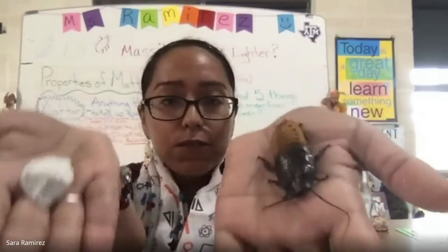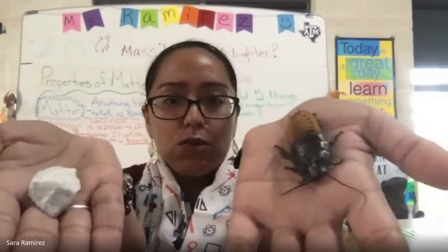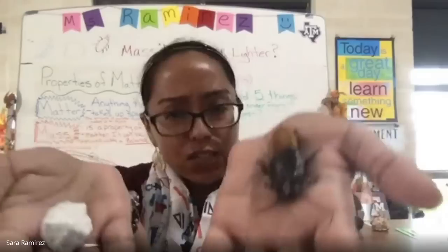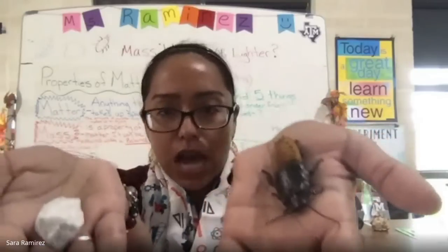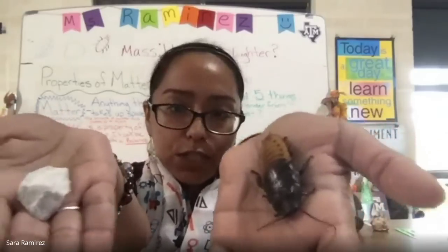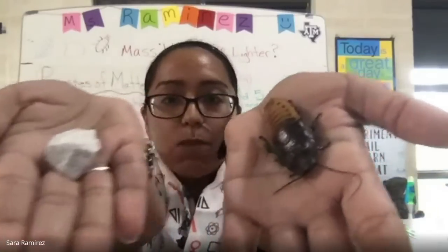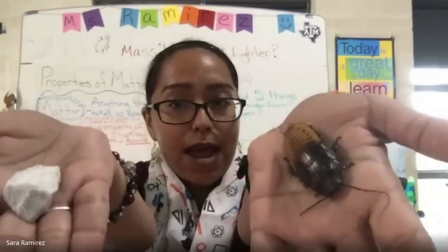Make some quick observations about the properties that you notice. Maybe think about their textures, their colors, their size, and also make a prediction. Which one do you think has more mass and why?